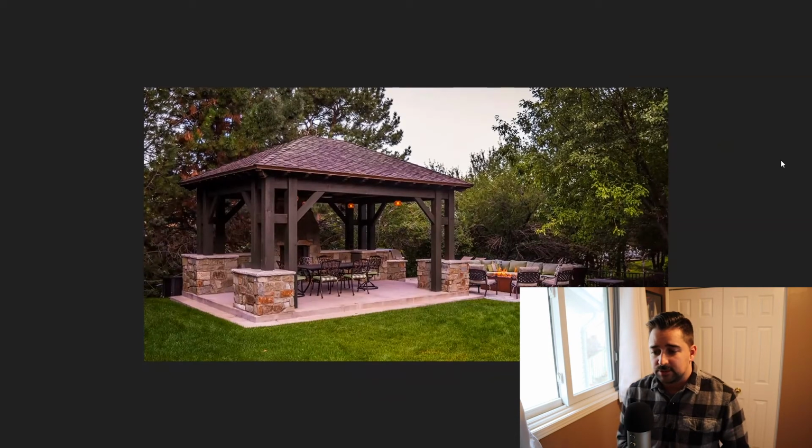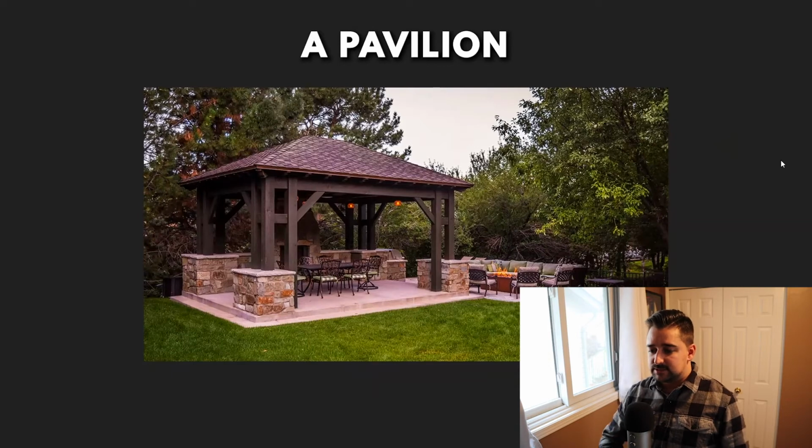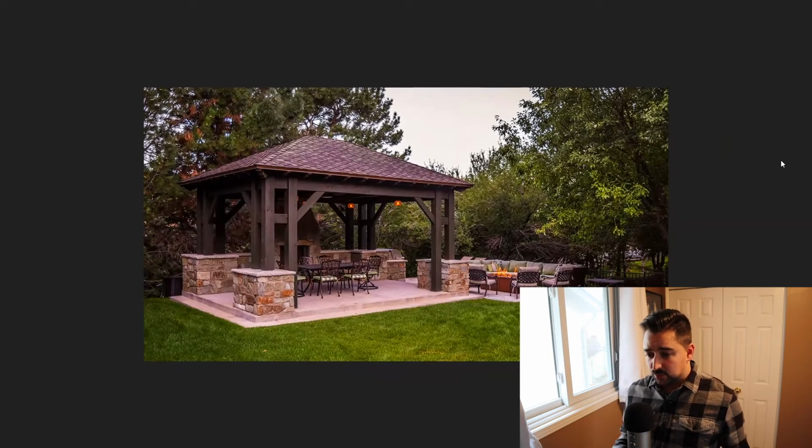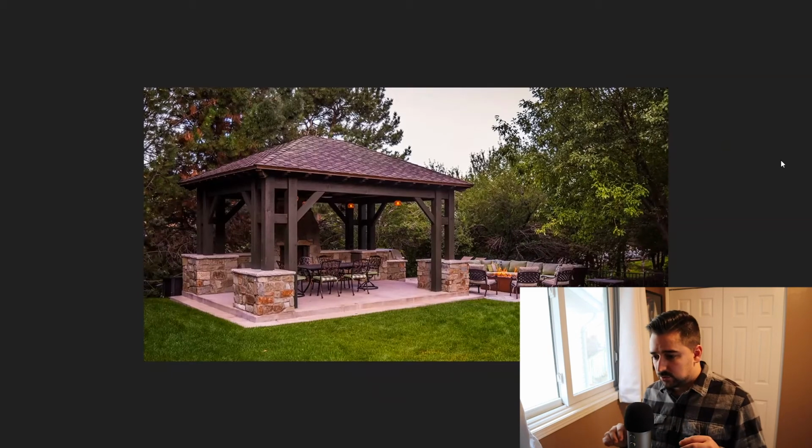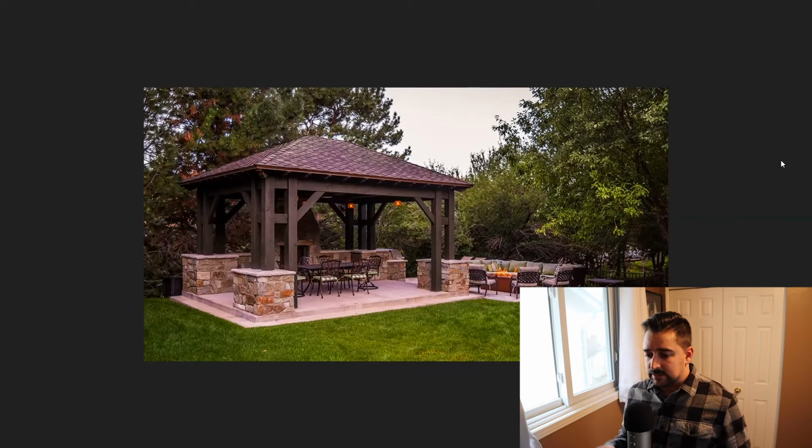So what you're looking at on the screen here is a pavilion. So this is a pergola. The posts look like pergola, except the roof line is completely shingled. Okay, so nothing can get in here. So in this example, it's over a concrete patio. The posts have stone pillars on them, and underneath is hosting a fireplace.